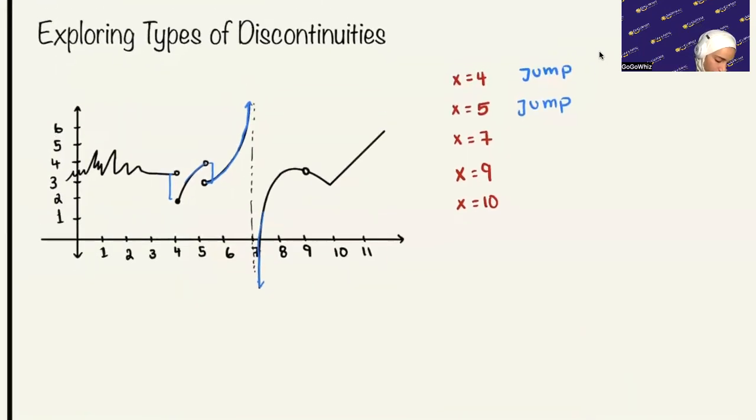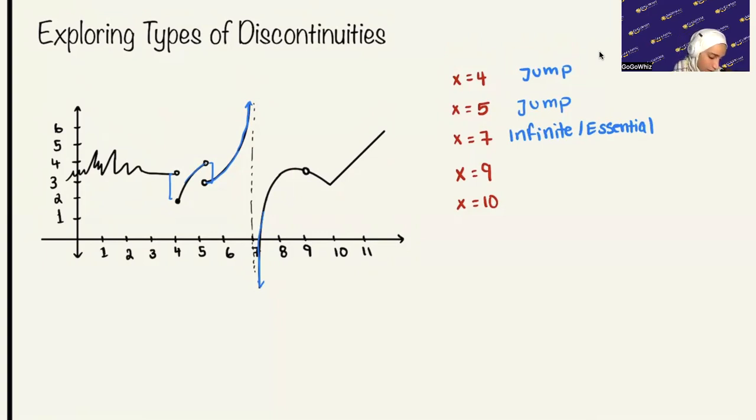So we call this an infinite or essential limit. Discontinuity, sorry, not limit. We're looking at continuities over here. So over here, we call this a discontinuity that is infinite or essential.